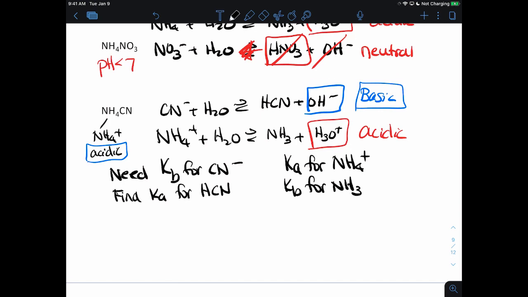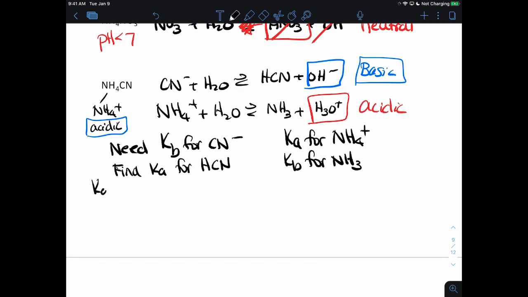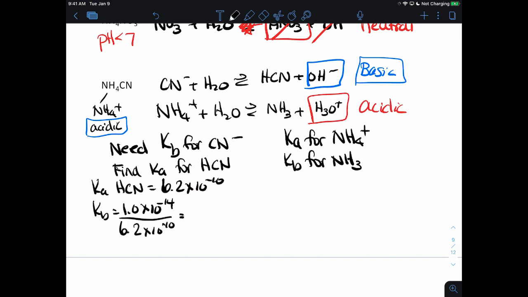So let's do that. It turns out the Ka of HCN is 6.2 times 10 to the negative 10. So Kb ends up being 1.6 times 10 to the negative 5. Again, small because CN- is a weak base.